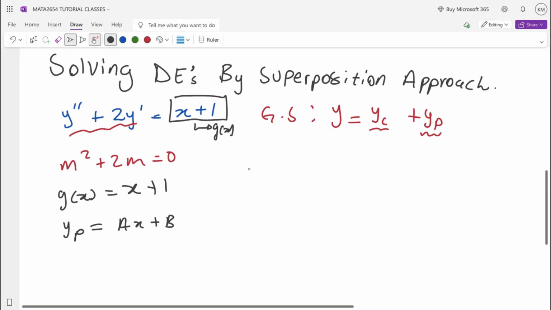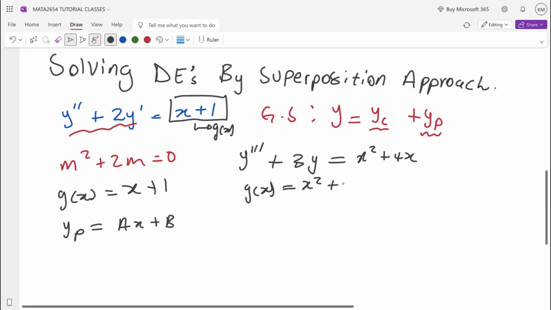Now maybe let me give another differential equation. Let's say you have y''' + 3y = e^x. Maybe before I go to e^x, let's say we have x^2 + 4x. Okay, so in order for us to know what is going to be our y_p, let's look at our g(x).